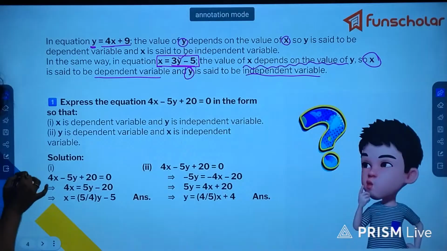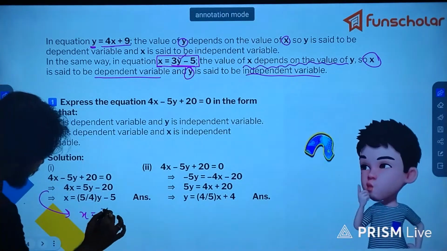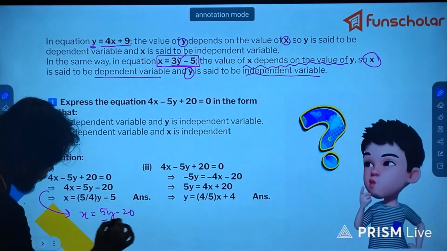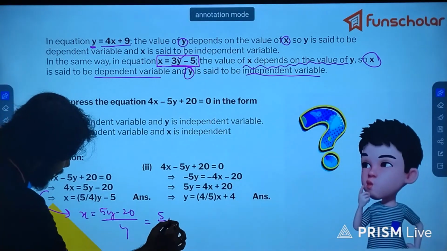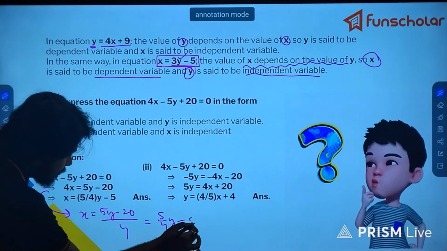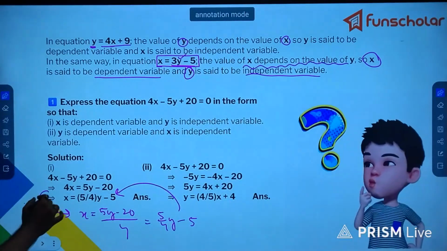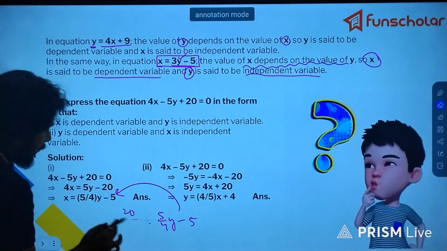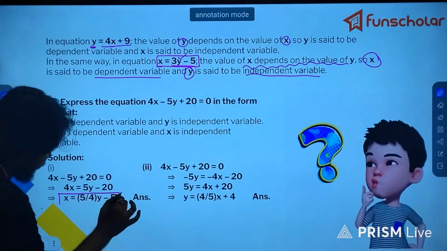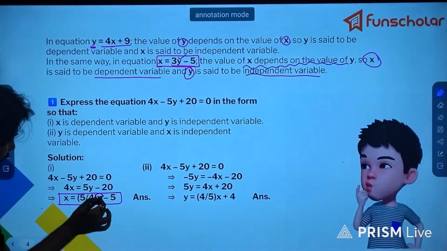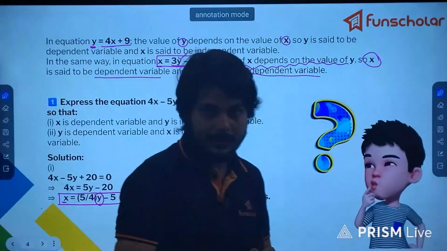See, there is an intermediate term between these two lines, that is x equals (5y minus 20) by 4. Yes or no? That means 5 by 4 y minus 20 by 4 is 5. Okay, so what is the final answer? The final answer is that we are representing x in terms of y. So y will be our independent variable and x will be our dependent variable.